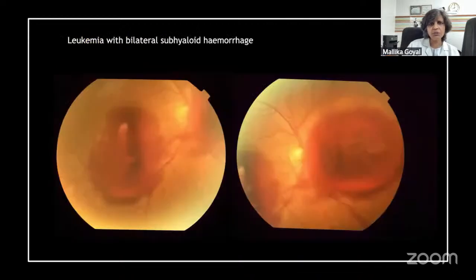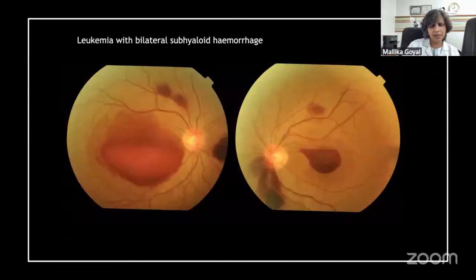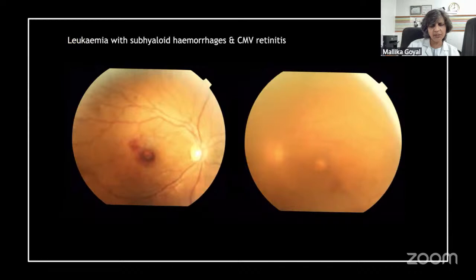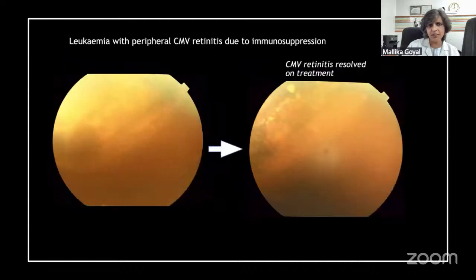So these are patients with massive pre-retinal hemorrhages, subhyaloid hemorrhage, bilateral. Usually these are bilateral. This is another patient with bilateral hemorrhage. But when we saw his periphery, there was also CMV retinitis because of immunosuppression caused by chemotherapy as well as caused by leukemia, and it resolved on treatment very rapidly.